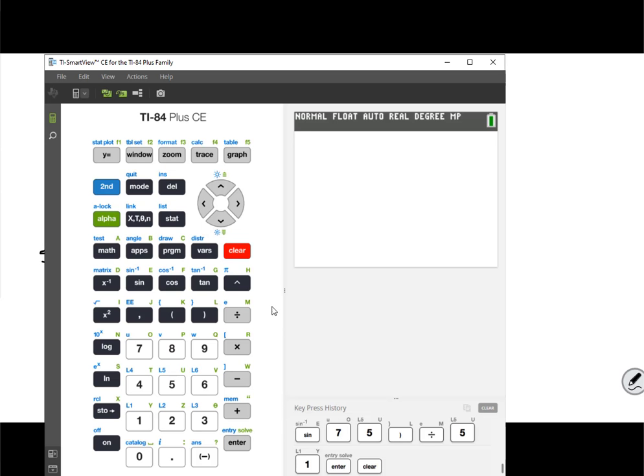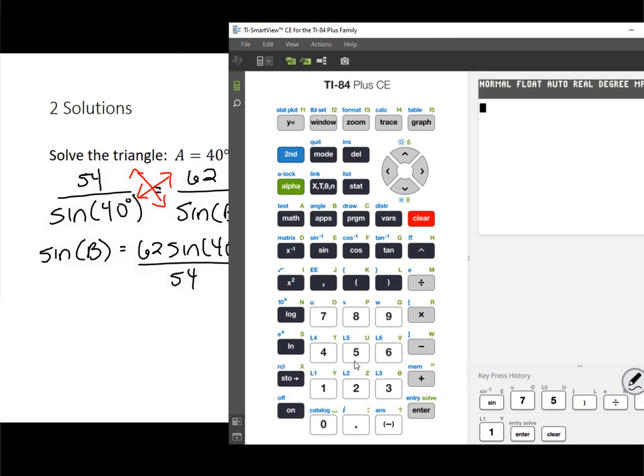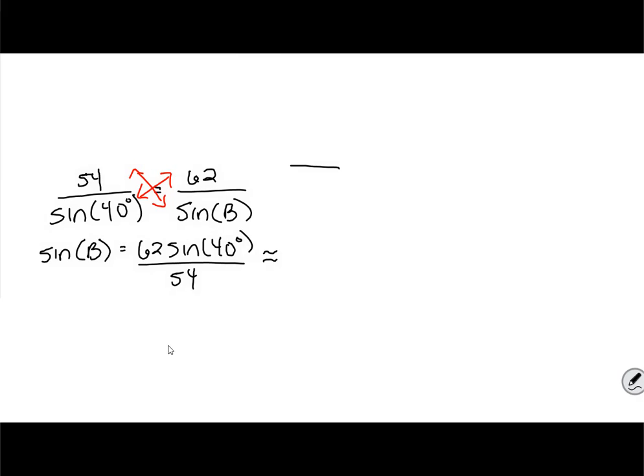So then we can come to our calculator here. So 62 sine of 40 divided by 54. All right, so I get 0.738.